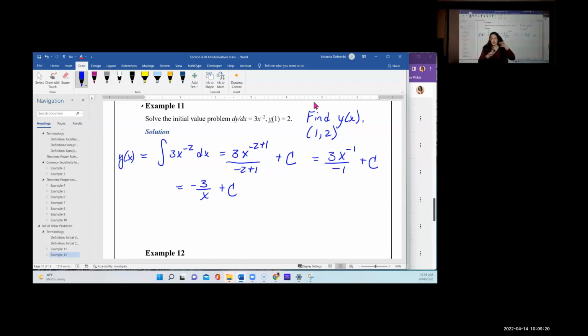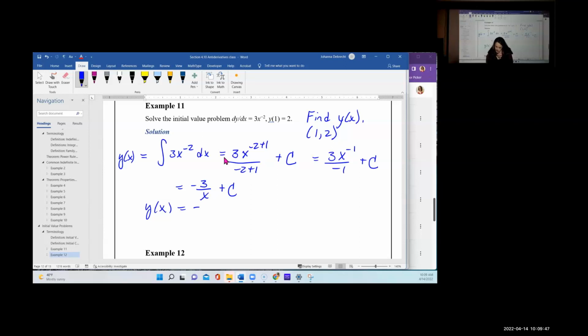Okay, does anybody have a value for the constant that they would like to volunteer? 5. Okay, Jean said he got 5. Roz, what did you get? 5. Any other people who got a value? So we have y of x. Okay, Caleb agrees. Cherie says 5 as well.